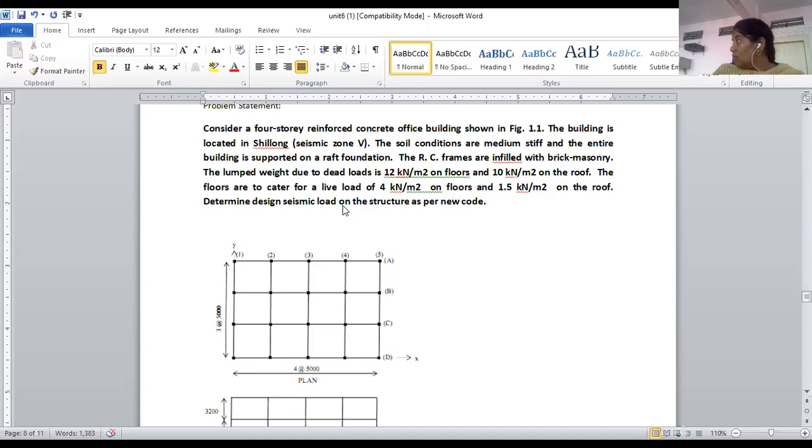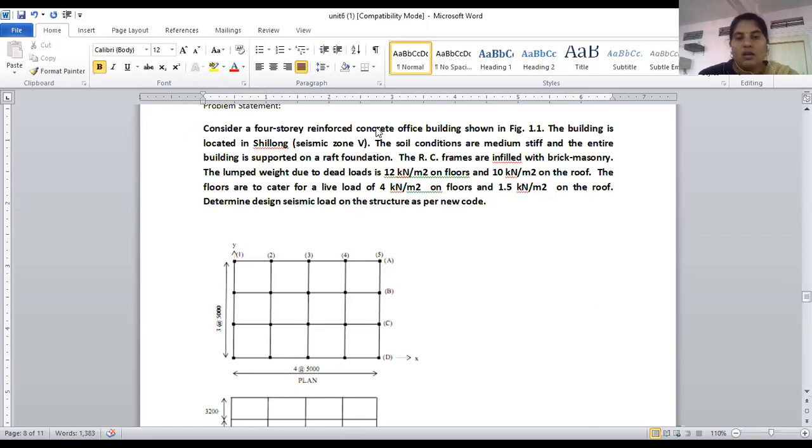The building is located in Shillong, seismic zone 5. Full stop.